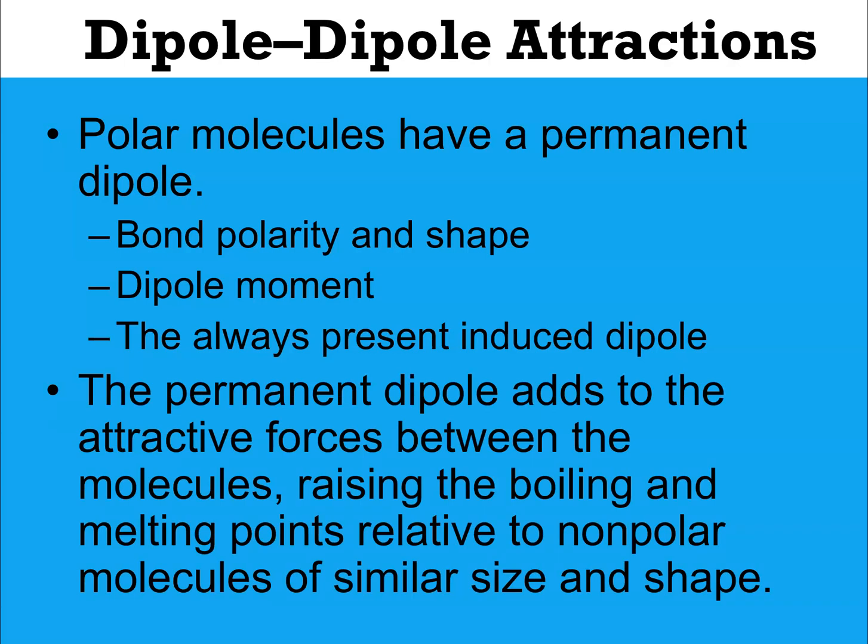The permanent dipole, because of dipole-dipole attractions, adds to the attractive force between molecules. So again, if we're going from London to dipole-dipole to hydrogen bonding, properties are going to be affected. Boiling points and melting points are going to be higher with dipole-dipole attractions relative to non-polar molecules of a similar size or shape, because it is a permanent dipole, whereas we know non-polar molecules experience London dispersion forces, which are temporary dipoles. So permanent versus temporary. Any questions on this one?